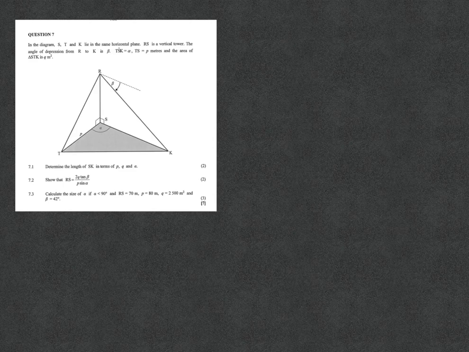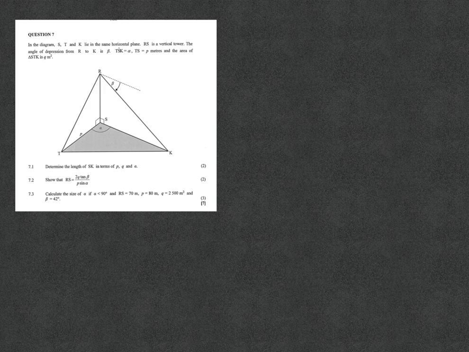Question 7. Okay, so we're dealing now with a 3D trig question. In the diagram, S, T, and K lie in the same horizontal plane. RS is a vertical tower. The angle of depression from R to K is beta, TSK is alpha, TS equals P meters, and the area of triangle STK is Q meters squared.